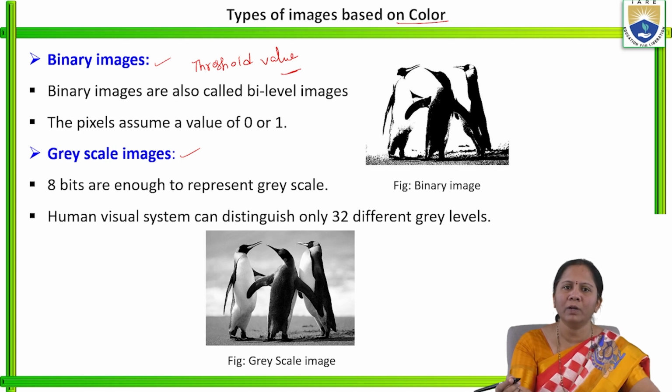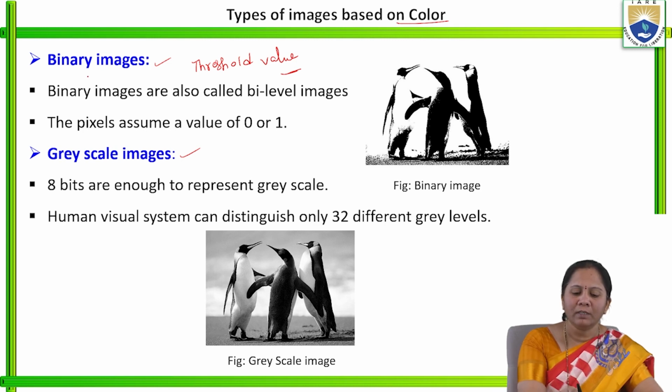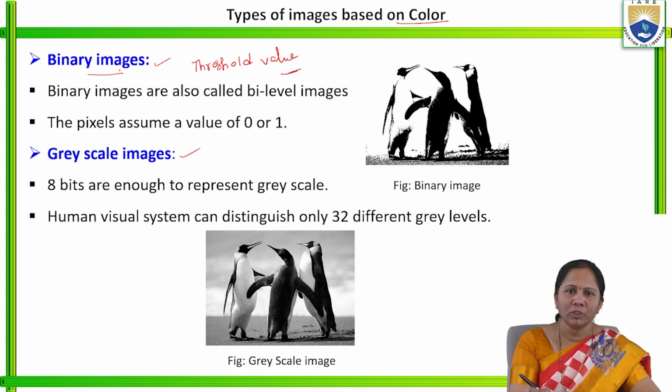Here the value will be 1 and 0, meaning the value of that particular pixel will be 0 or 1. In binary images, they are represented in the form of bi-level. That's why these binary images are also called bi-level images. Here bi represents 2, which means the pixel value will be 0 or 1, based on the threshold value.